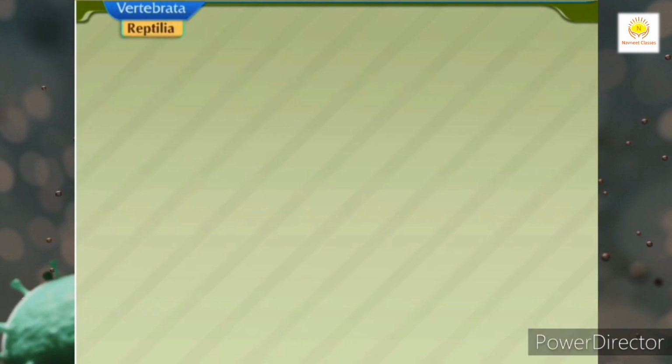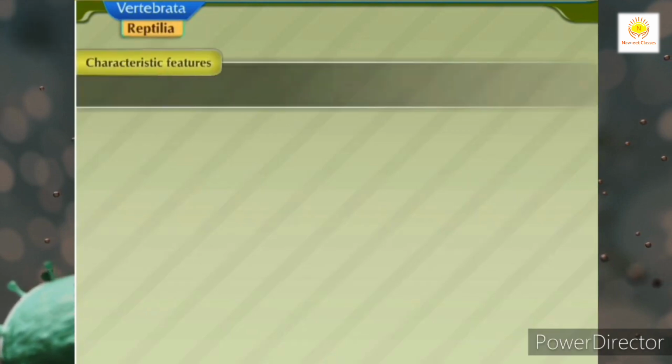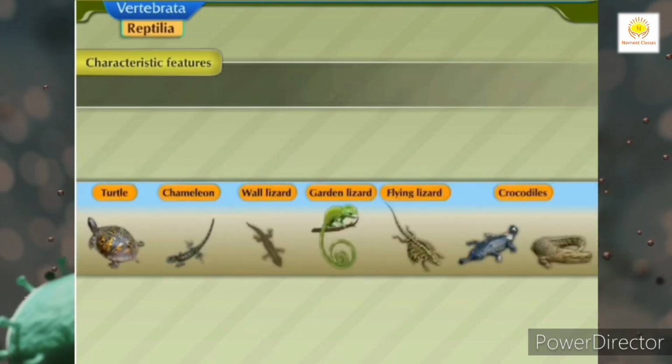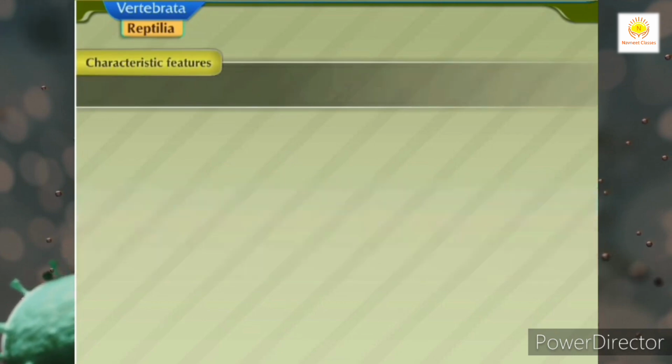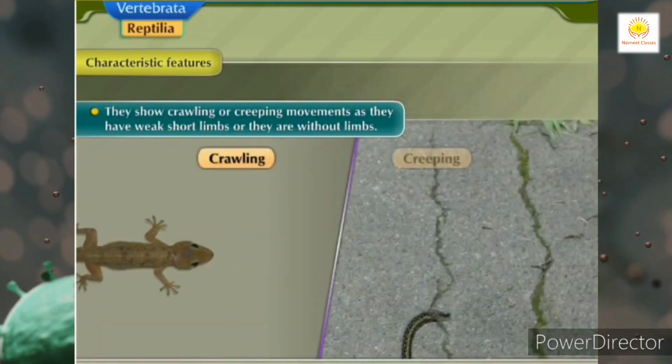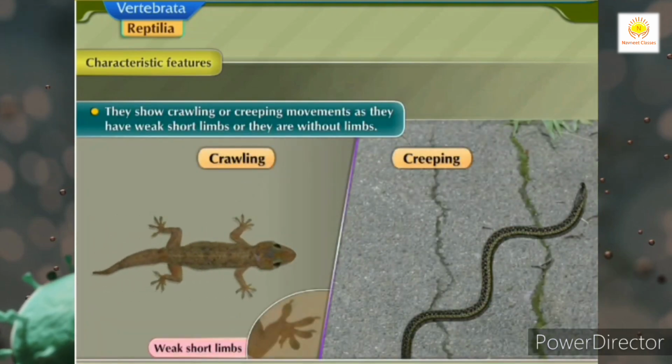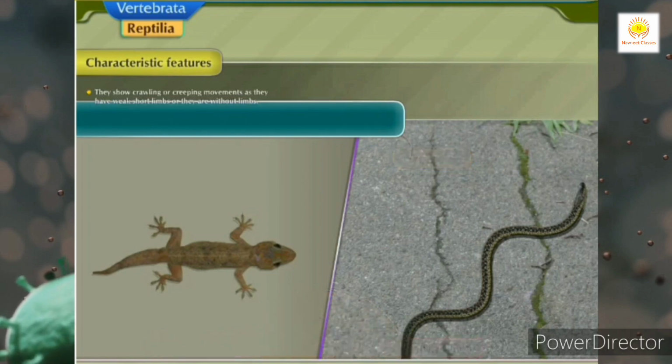Reptilia. The characteristic features of class Reptilia are: these are cold-blooded, mostly terrestrial animals. They show crawling or creeping movements as they have weak short limbs or they are without limbs.